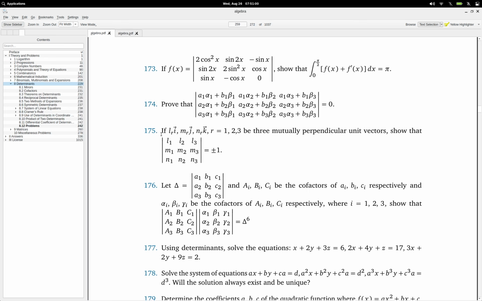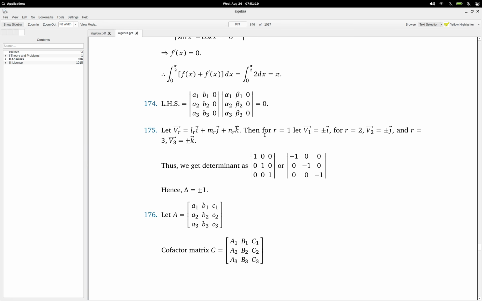Question 175 says that if l_r i, m_r j and n_r k, with r equal to 1 to 3, are three mutually perpendicular unit vectors, show that the determinant with rows L1, L2, L3; M1, M2, M3; N1, N2, N3 is equal to plus or minus 1.